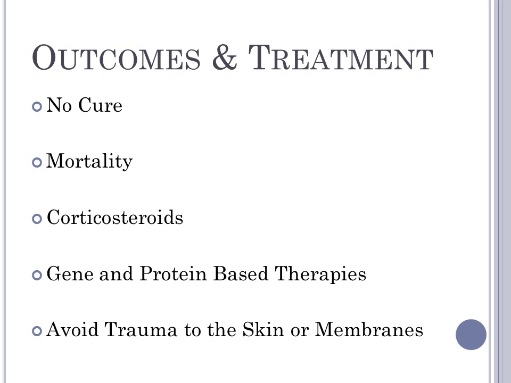There is no cure for any form of this disease. Mortality rates vary with the severity and therefore the type of disease. With the more serious form of junctional EB, mortality may be as much as 47% in the first year of life. Treatment often includes corticosteroids to limit scarring and the use of phenytoin to reduce collagenase activity.